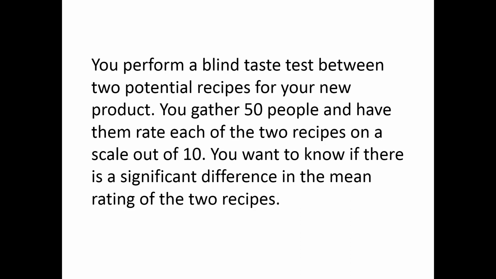So there's all sorts of situations where the order matters. Now, sometimes you can try to control for that by randomizing things. With this taste test, you can get half of the people to try recipe A followed by B, and the other half try B followed by A. But sometimes that's not always possible.